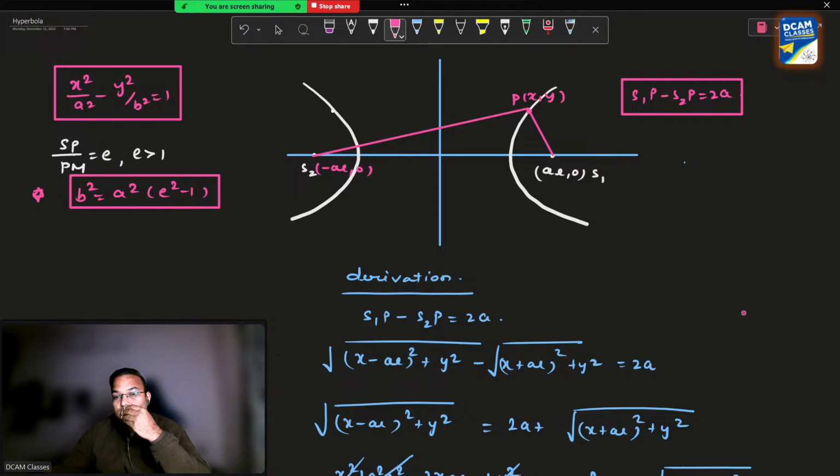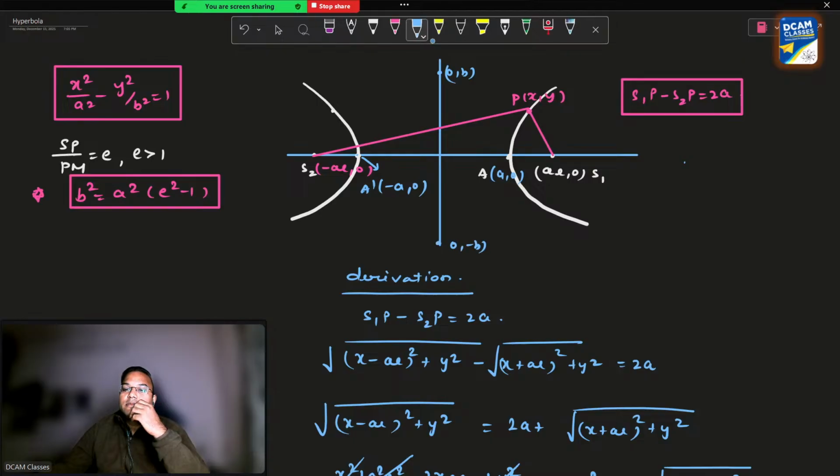Now, let me identify other points also. This point is A, which is (a, 0). This point is A dash, (minus a, 0). The points (0, b) and (0, minus b) do not have any significance because they are on the minor axis and the hyperbola is not cutting there. So they do not have that much significance here. If we try to get the equation of directrix, we'll get it easily.